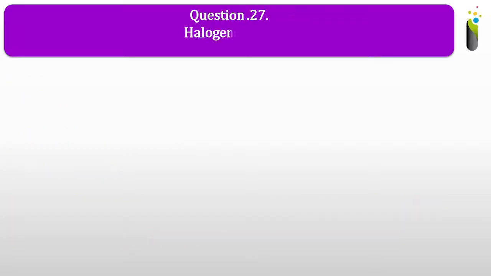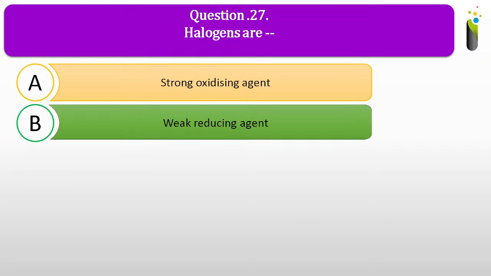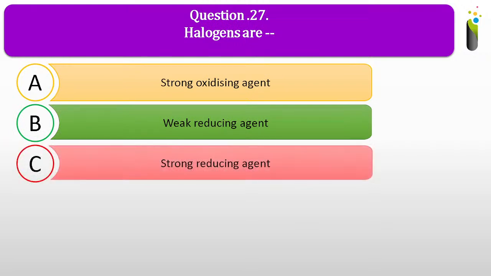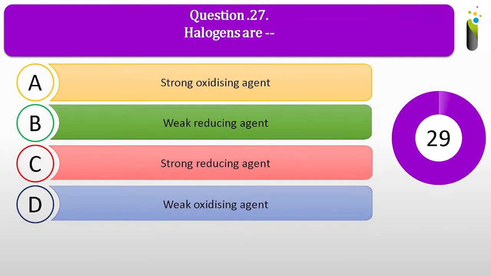Coming to the next question, number 27. Halogens are dash. A. Strong oxidizing agent. B. Weak reducing agent. C. Strong reducing agent. D. Weak oxidizing agent. So halogens are dash.